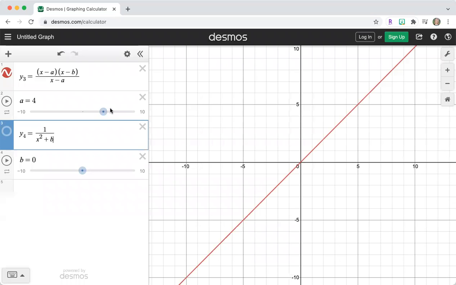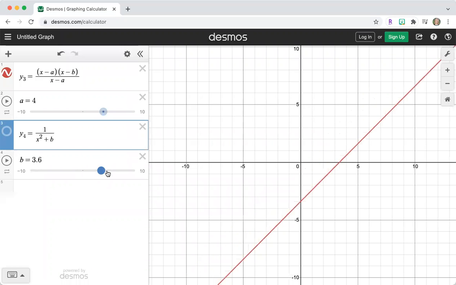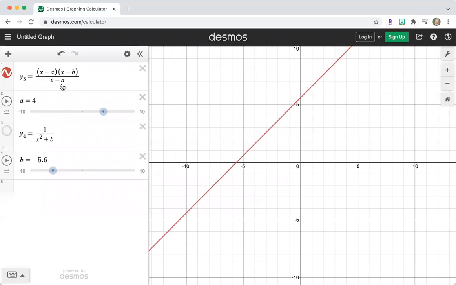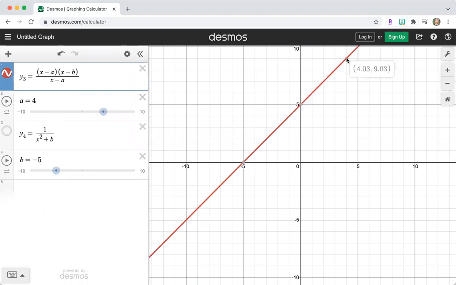And so you can play with the sliders and see what happens now if b is not 0. Oh, okay. It just changes that line, because then it becomes x minus a negative 5 6/10, or x plus 5 6/10, right? So it moved my line, but my hole will still be at, in this case, x equals 4 if a is 4.